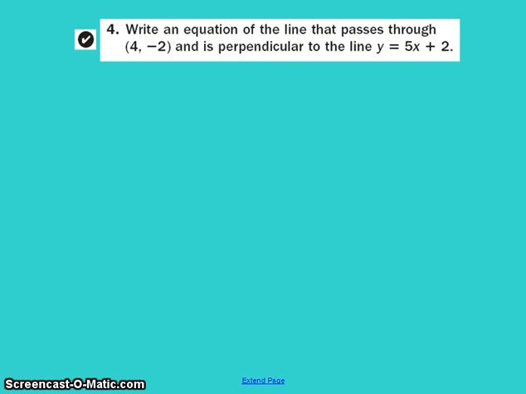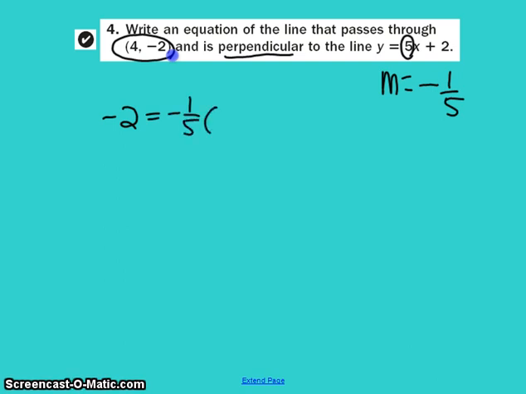Kind of the same checkpoint here. I want to pass through this point, but I want to be perpendicular. That means the slope I'm looking for isn't 5, but it's the negative reciprocal to that. So let's use my ordered pair to find my missing y-intercept. Oh, this isn't going to be pretty, is it? Then let's not do it this way.